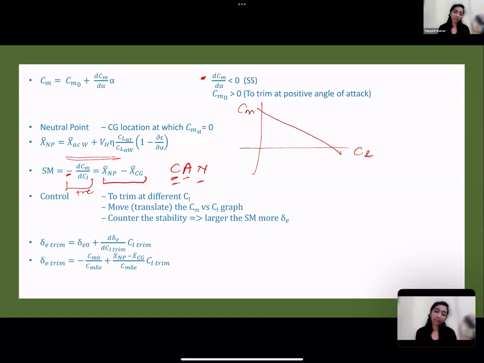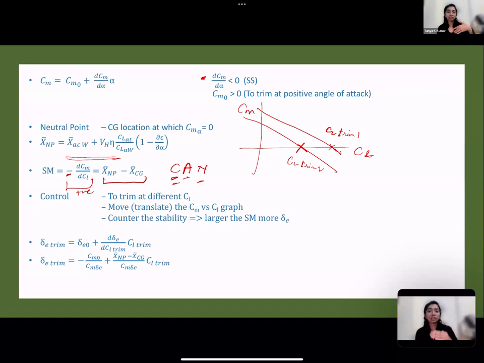Then we moved on to controls. Control was what? It was just to trim the aircraft at different CLs. So now this Cm versus CL graph you have here. If I wish to trim it at a different CL, this was your original CL trim, this is CL trim 1, and this is CL trim 2. Now if I want to trim my aircraft at CL trim 2, I deflect my elevator, deflect my control surfaces.